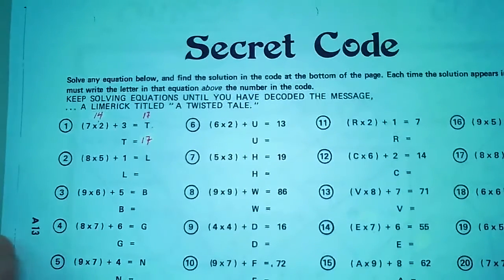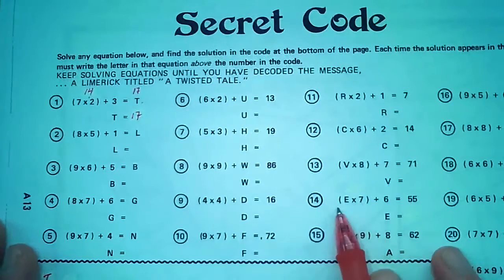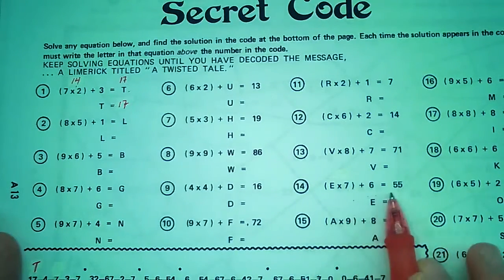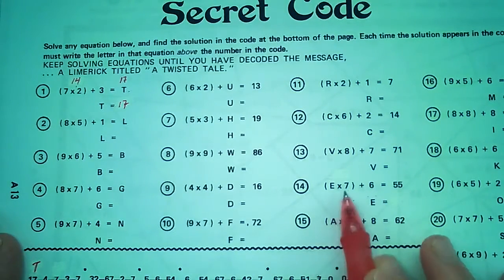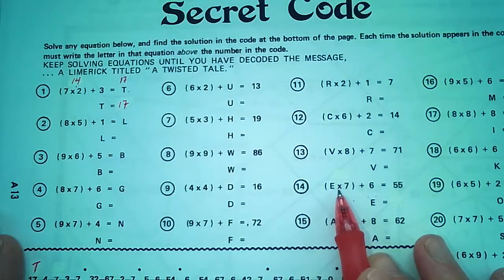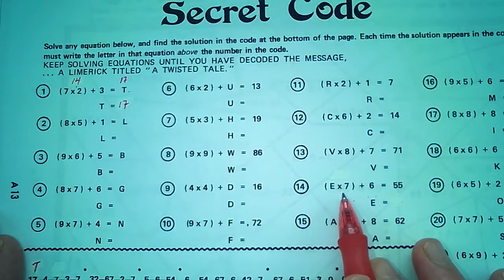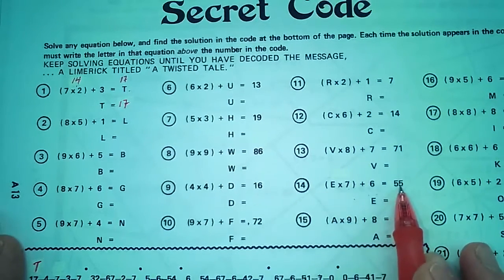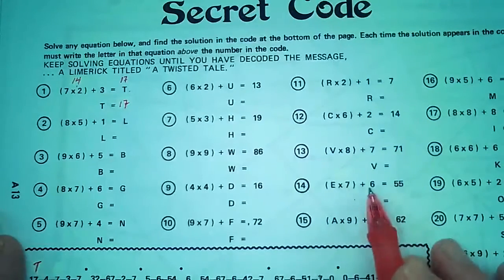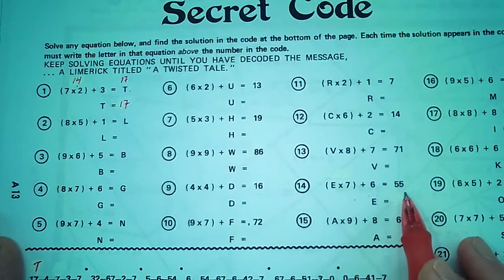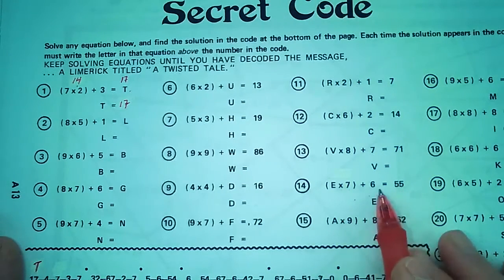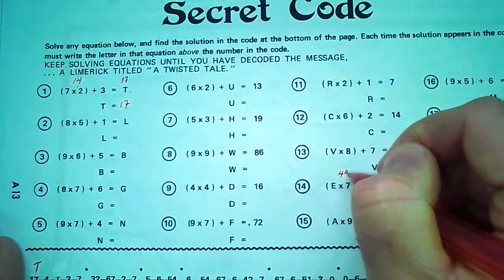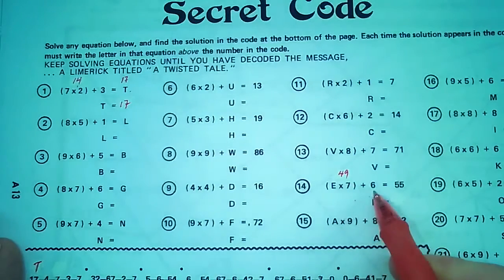Some of them are a little bit more tricky or challenging. For example, on number 14, you have e times 7 plus 6 equals 55. So we're figuring out what e is, and for us to do the parentheses or the brackets first, we have to figure out what we need. Well, we know that if you add 6 to this, it gives you 55. So what you want to do is subtract the 6 from the 55. So 55 minus 6 gives you 49, right? Because we know that 49 plus 6 gives you 55.